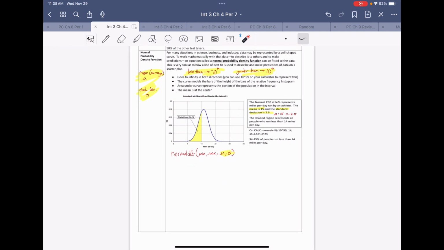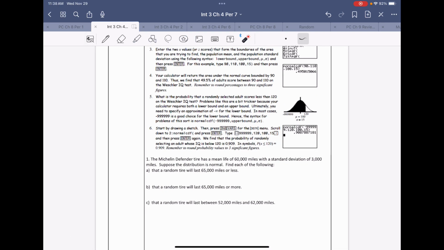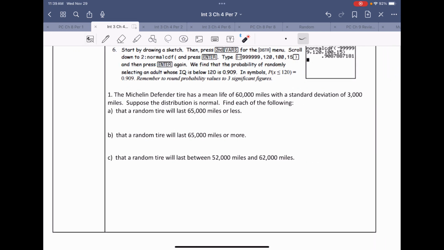So there are some problems for us to do on the next page. Here's all that written out again. If you can't find the buttons on your calculator later, you can use this page to help you. At the bottom, the Michelin Defender tire has a mean life, that's mu, of 60,000 miles, with a standard deviation, that's sigma, of 3,000. Suppose the distribution is normal. It has to be. Find each of the things. It should say probability with a pen that a random tire will last 65,000 miles or less.